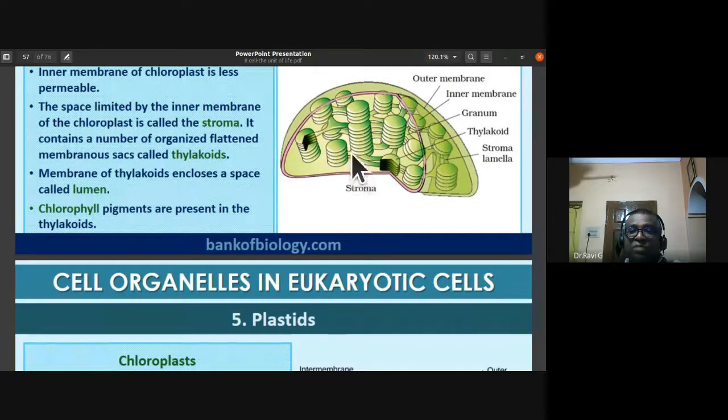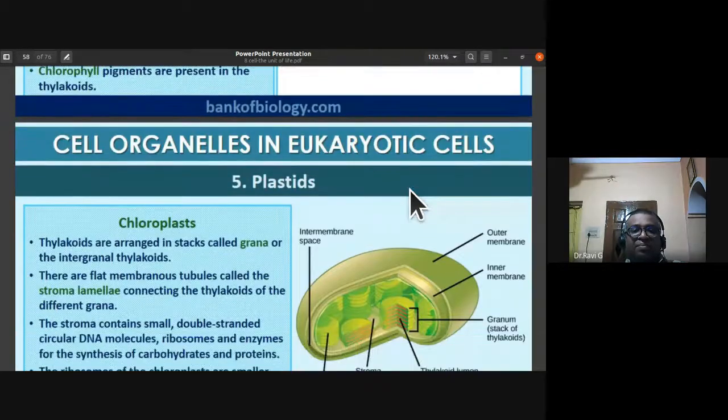The chlorophyll pigments are present in the thylakoids. The thylakoids are arranged like a stack or pile of coins, which we call granum. These grana are interconnected by tubular structures called stroma lamellae or fret. Here they have labeled it stroma lamellae, or it is also called fret.